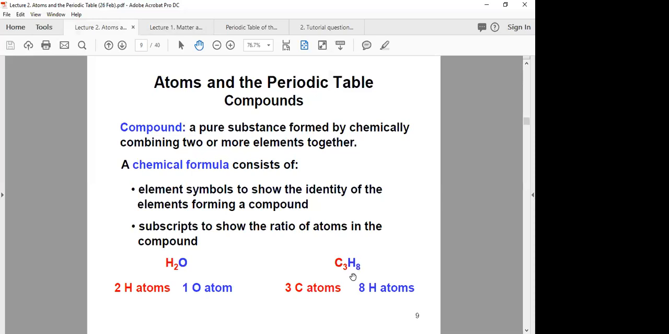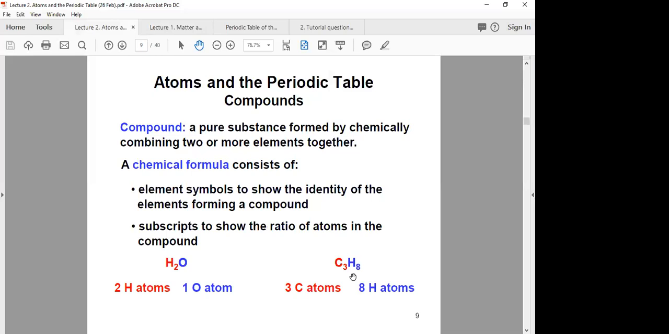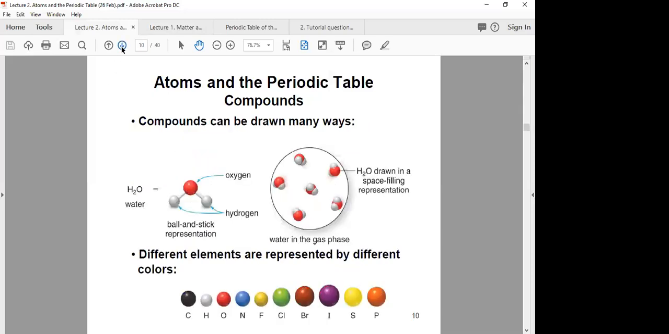And I'm sure everyone's familiar with propane. Yes. Propane gas, yes. Probably have it in your barbecue gas cylinder. Yes, yes, absolutely. All right, so enough about compounds for now.